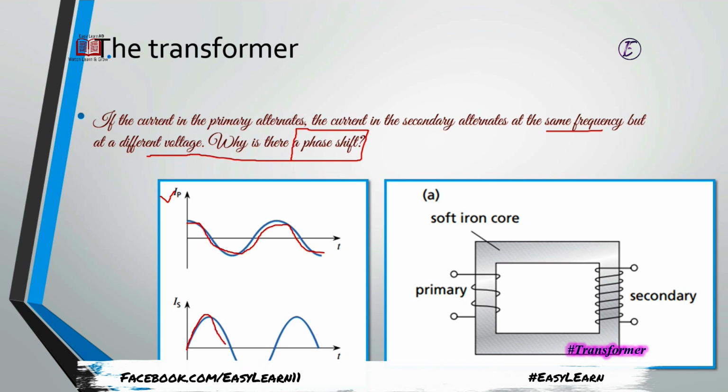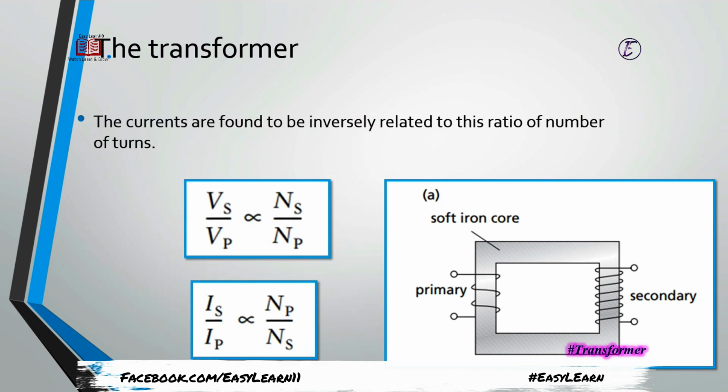You can see when it is at, for example, 5 volts, 5 amperes, then the other is at 0. When it reaches 5 amperes, at this point the primary is at 0. So there is a phase shift. Why is there a phase shift? You have to answer it.